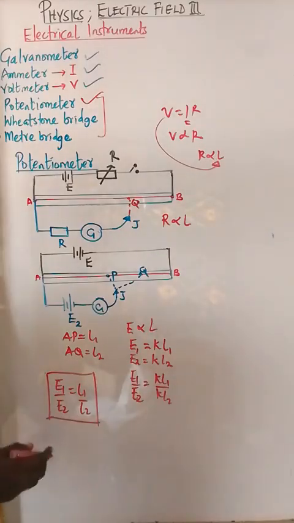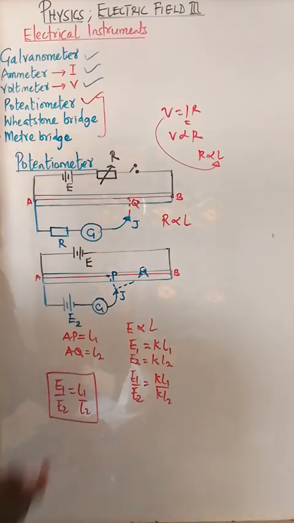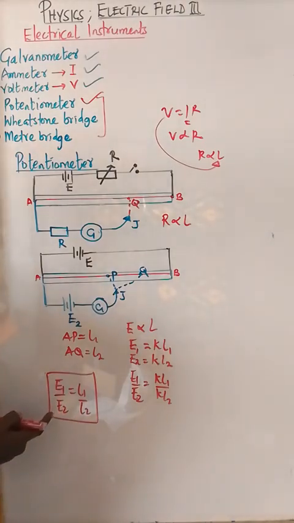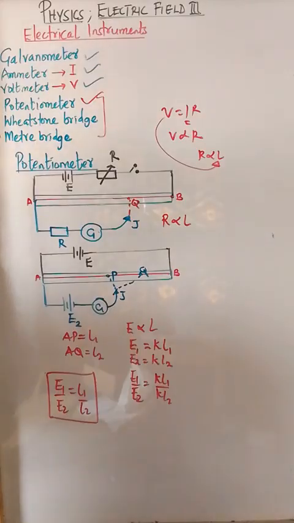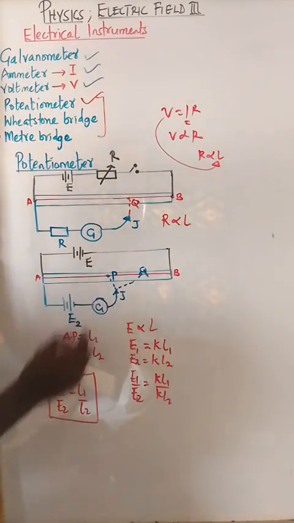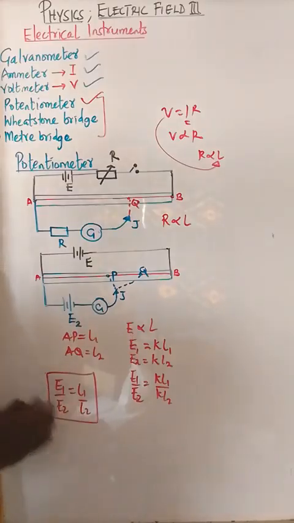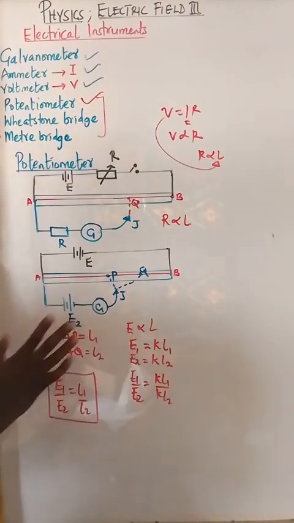So if you have two cells, we can always calculate L1 and L2. But to know E1, you have to know E2, and to know E2, you need to know E1. So of the two cells we tested, we use E1 first. If E1 is known, we calculate L1 for E1, then L2 for E2, then calculate from here. So you'll be given a question like this.